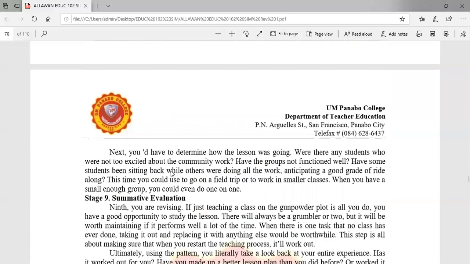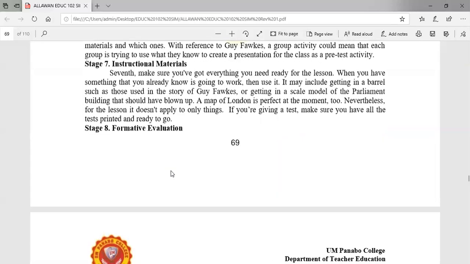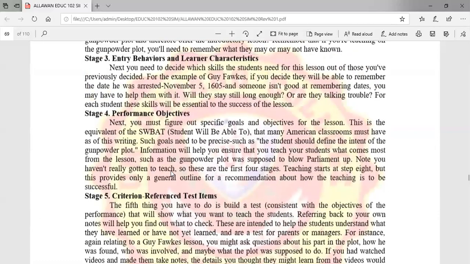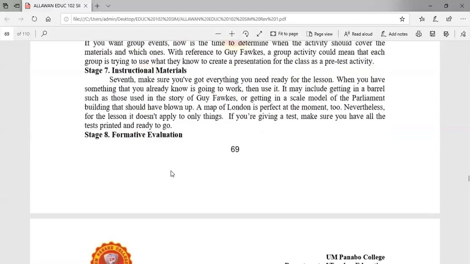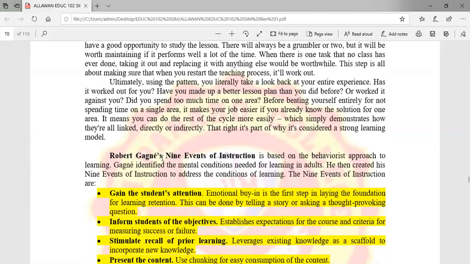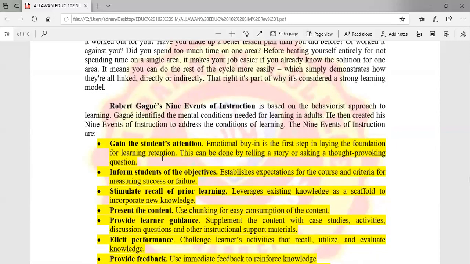So all in all, parang same lang din siya sa ASSURE model and sa ADDIE model, but mas detailed siya, di ba, na may kailangan siya ng mga tests and mga evaluation. So last part pa din siya ang evaluation. Okay, the last part is the Robert Gagne's 9 events of instruction. So ito yung events niya.